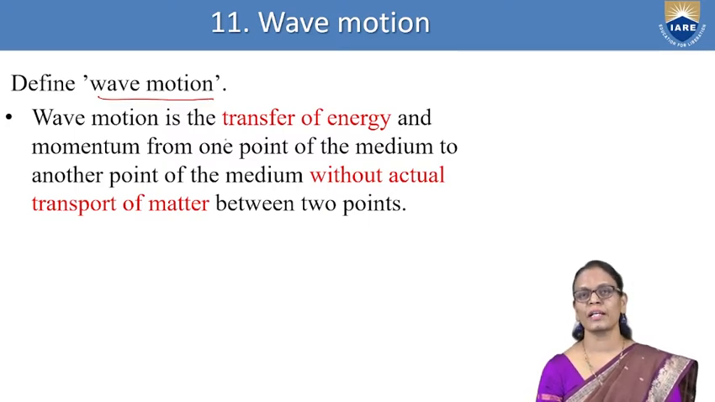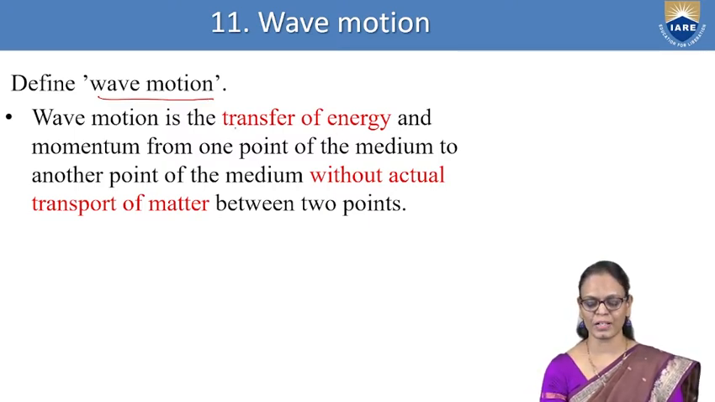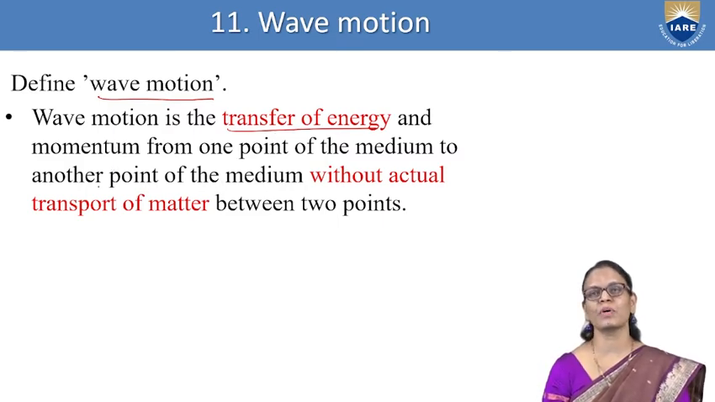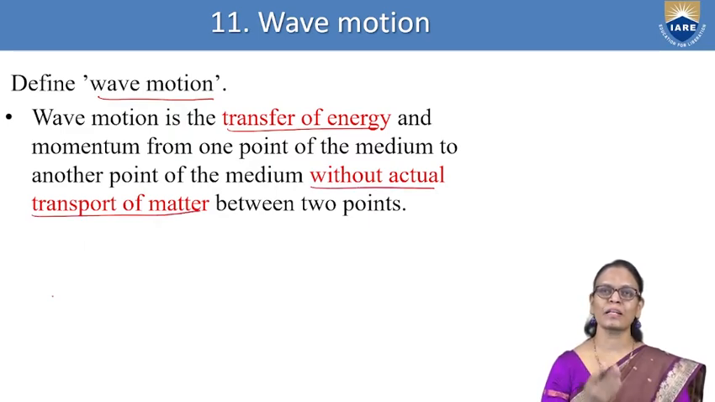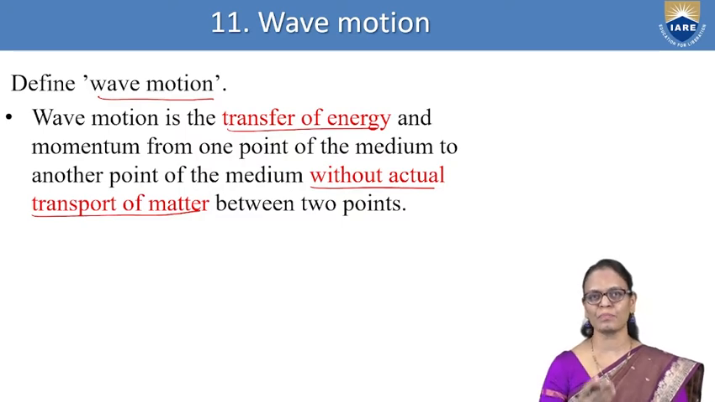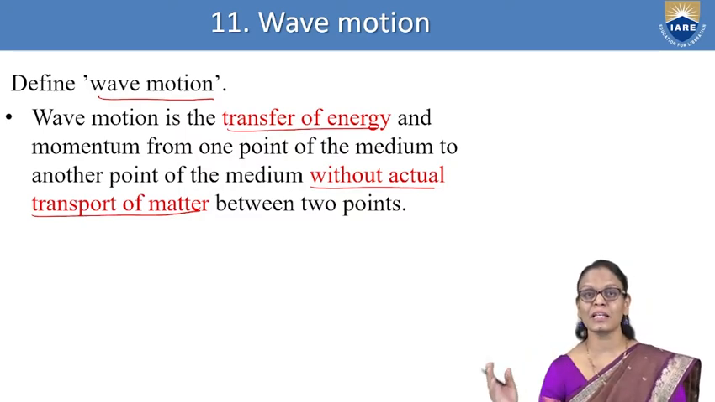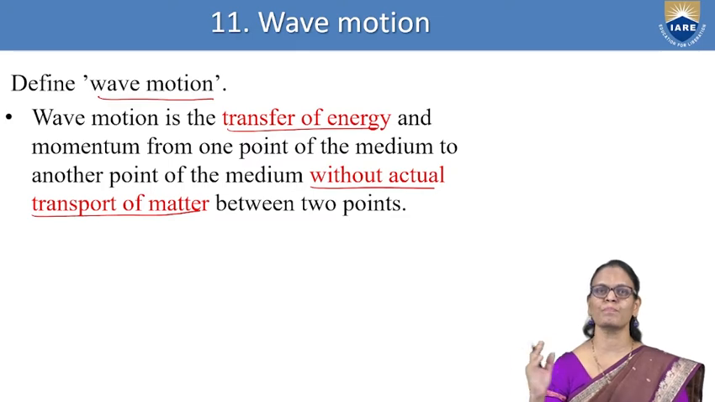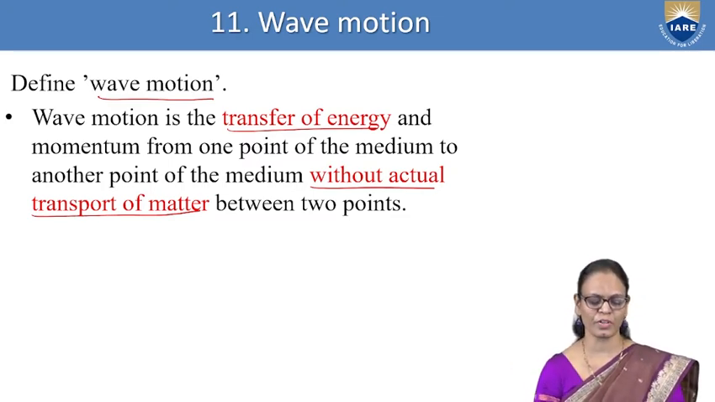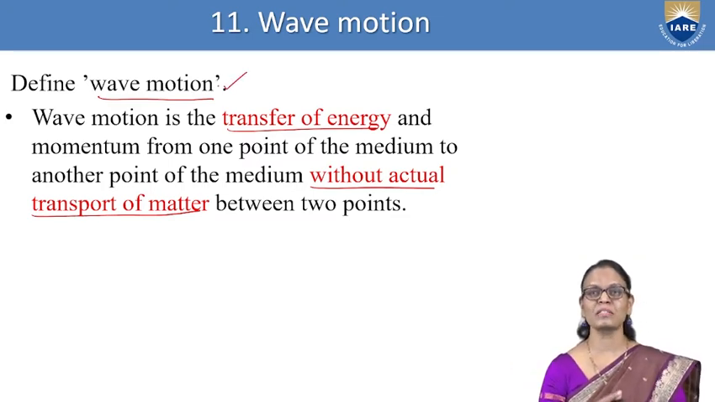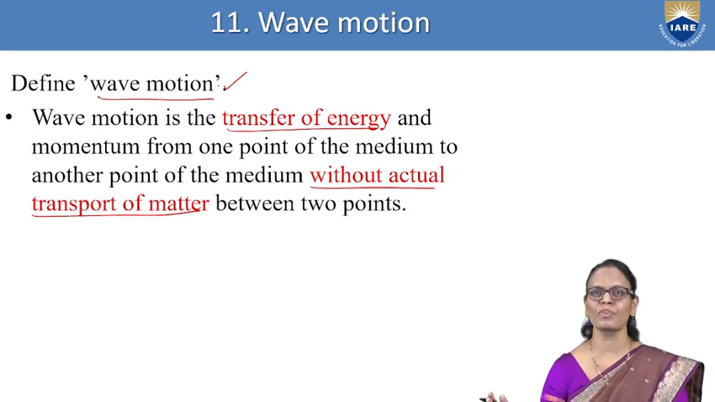What is wave motion? It is the transfer of energy and momentum from one point of the medium to another point without the actual transport of matter. This is very important. The particles only vibrate about the mean position, but the energy is being transferred from one point to the other point. Then we call it wave motion. It means the energy is transferred in the form of waves.